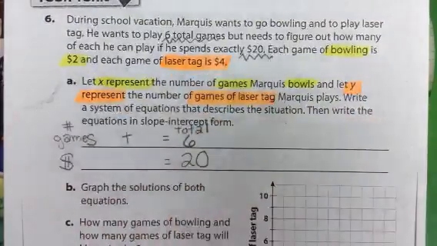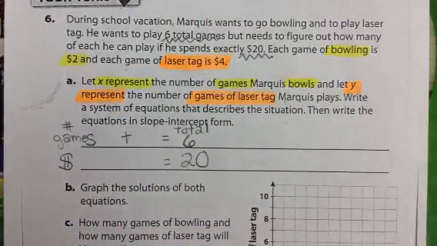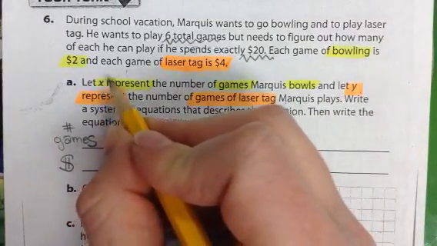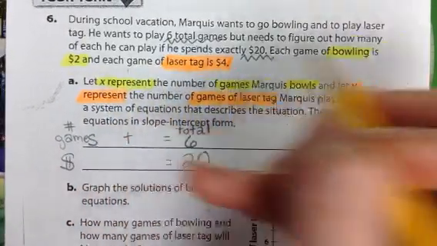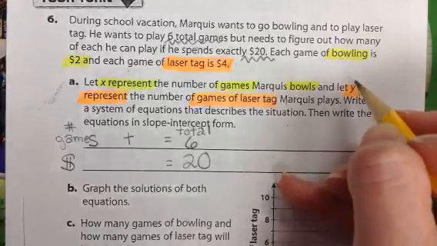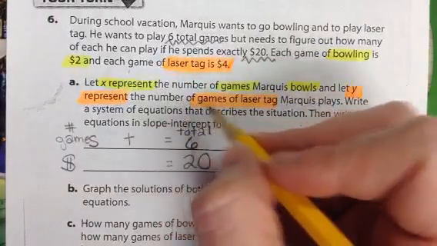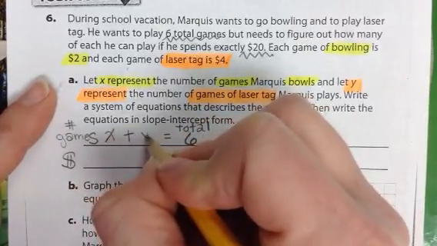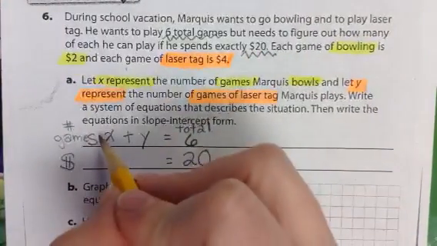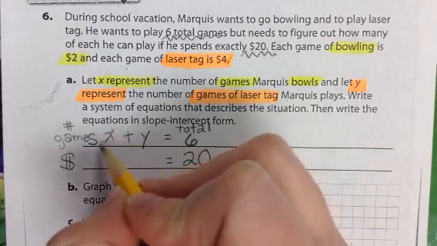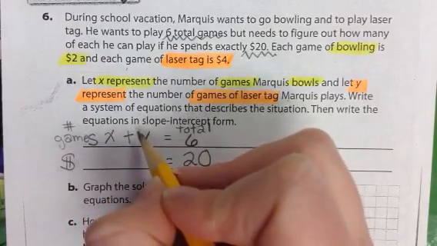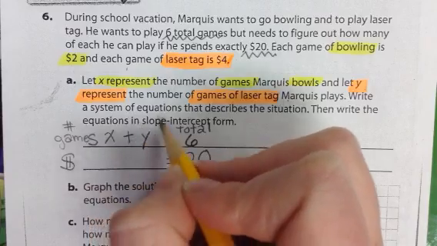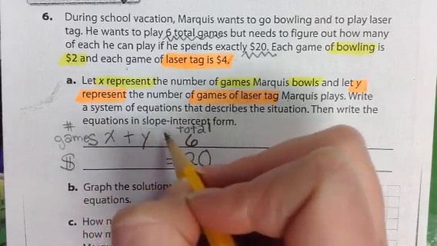Since I don't know how many of each game there were, that's why they said let X represent the number of games that he bowls and let Y represent the number of games of laser tag. So I'm going to use my variables, X plus Y. The number of bowling games, X, plus the number of laser tag games, Y, equals 6.